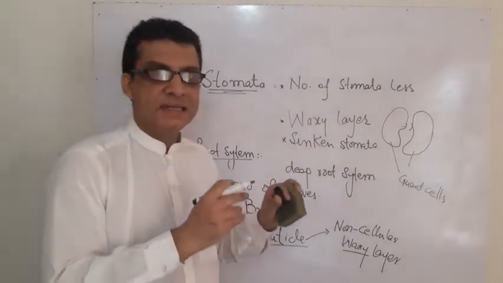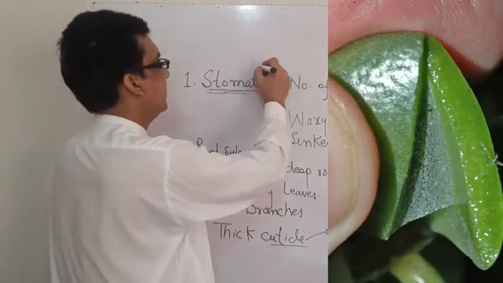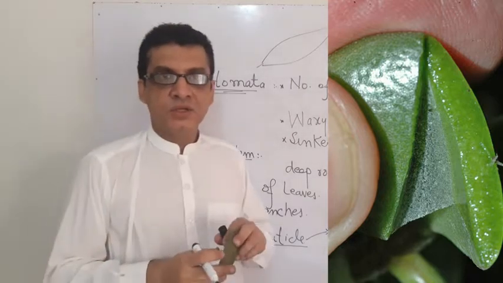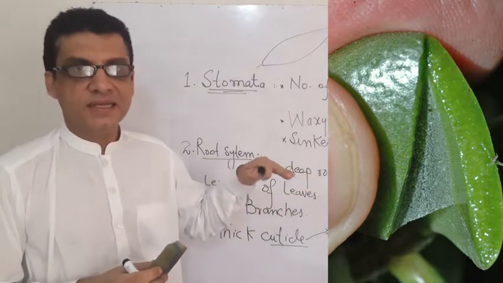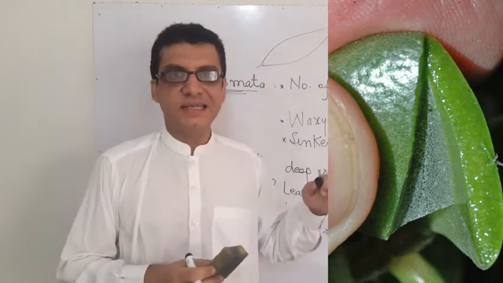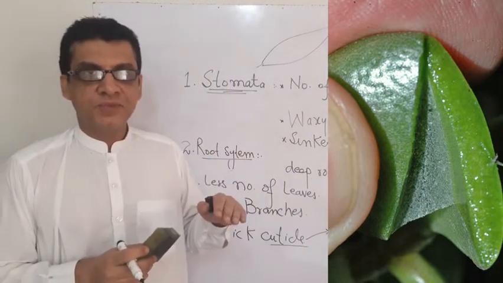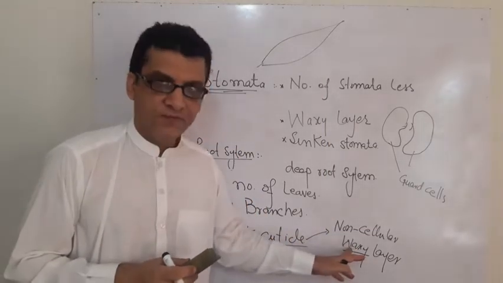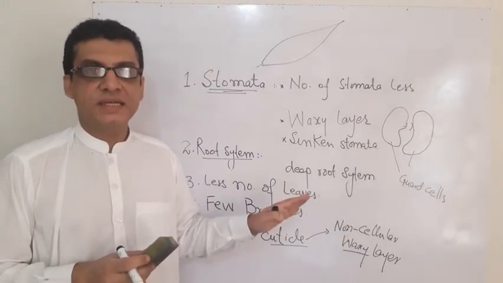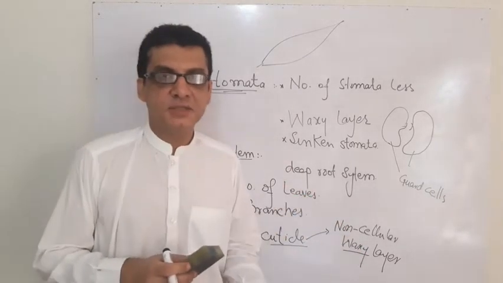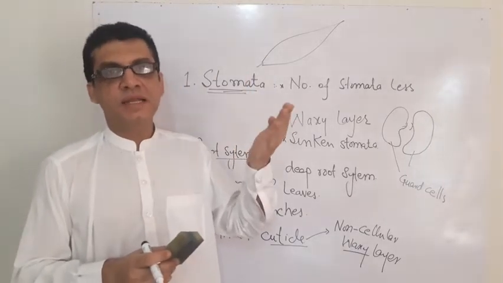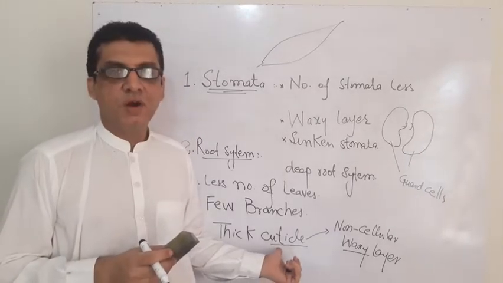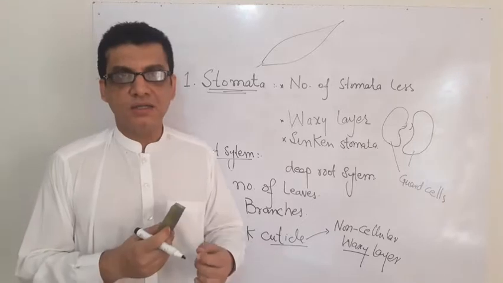So on the leaf surface, if this is the leaf, you can see here in the diagram, on the surface of the leaf and the surface of the young or green stem, there is a thick cuticle. The function of this thick wax layer is to minimize transpiration. So there will be less transpiration because of this thick cuticle, and less water will be lost from the plants.